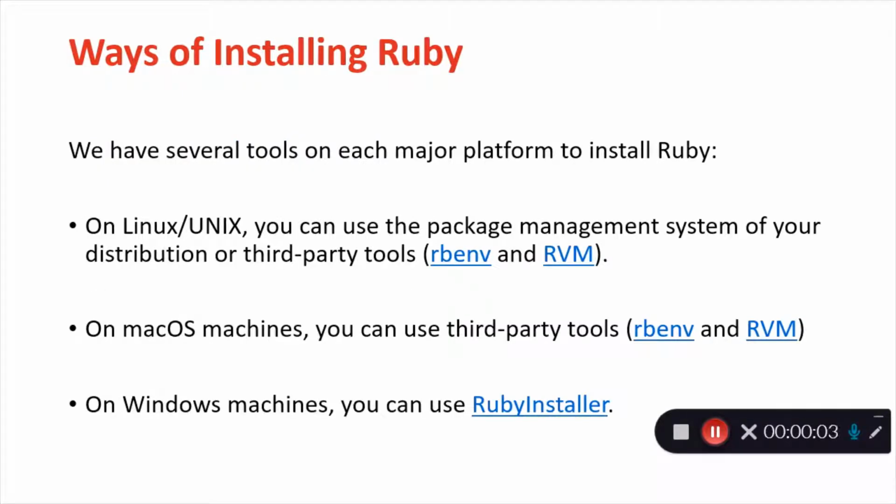Ways of installing Ruby: we have several tools on each major platform to install Ruby. On Linux and Unix, you can use the package management system of your distribution or third-party tools. On macOS machines, you can use third-party tools. On Windows machines, you can use Ruby Installer.